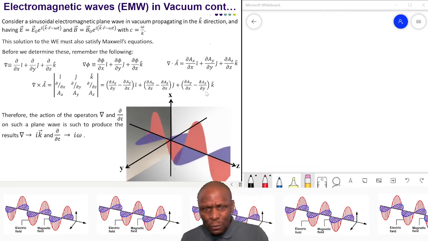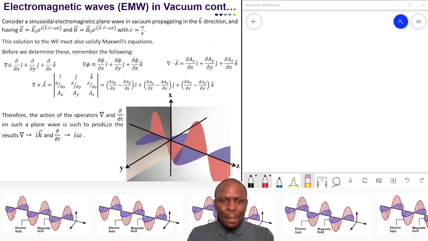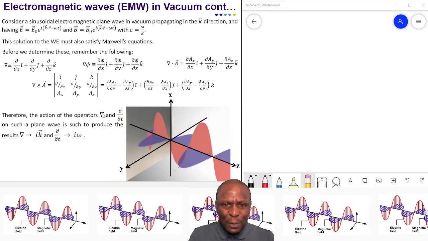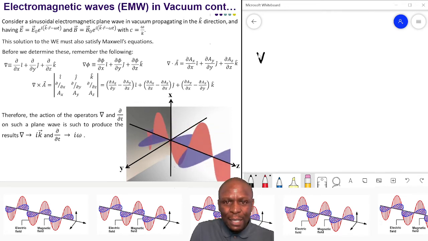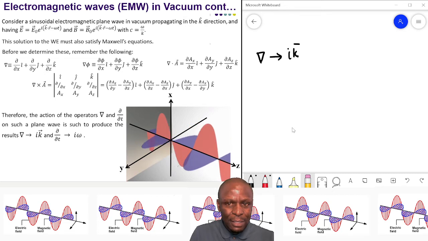What is also very important is the following. Please note that when the del operator acts on that function, the del gives us ik vector. Why?